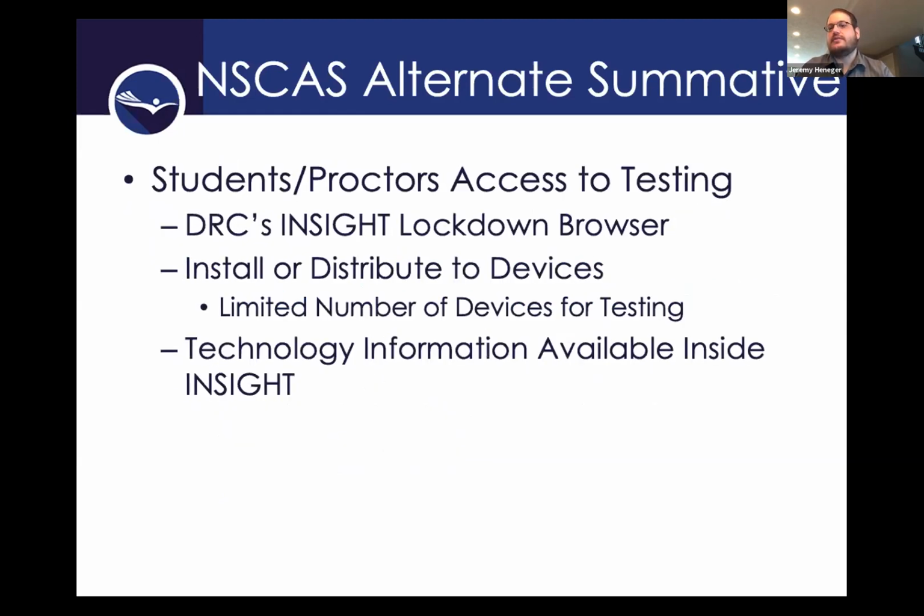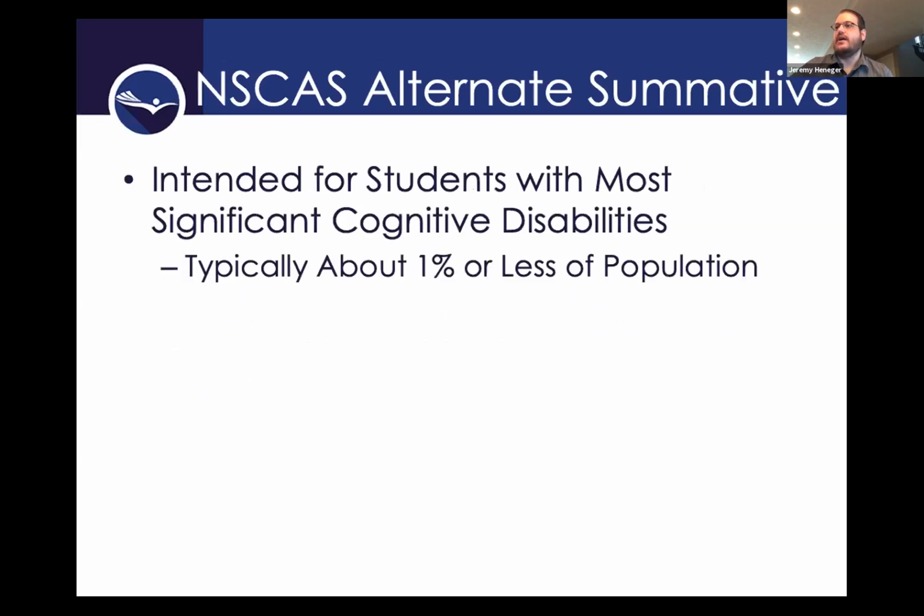Students and proctors access the testing through DRC's Insight Lockdown browser. That needs to be installed on and distributed to devices, a limited number. Nobody has very many students, right? So in general, you're going to have 1% or less of your students that take the alternate. So you don't need this software on a lot of your computers, just the ones that are going to be used by those teachers and those students. Technology information is available inside Insight. So if you need help finding that technology information, you can let us know, or it's available in Insight.